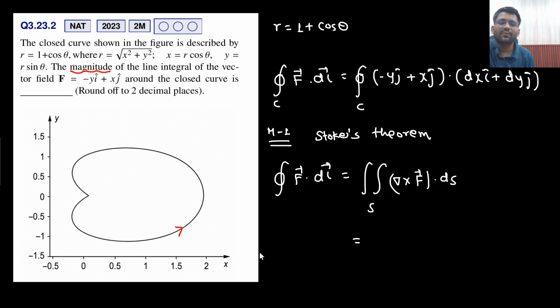You calculate the del cross f for this. Again, i cap, j cap, function of x comma y. So again the scenario would be that this would be differentiated with respect to x and this would be differentiated with respect to y. The answer would come out to be 2 only. The answer would come out to be 2 k cap.